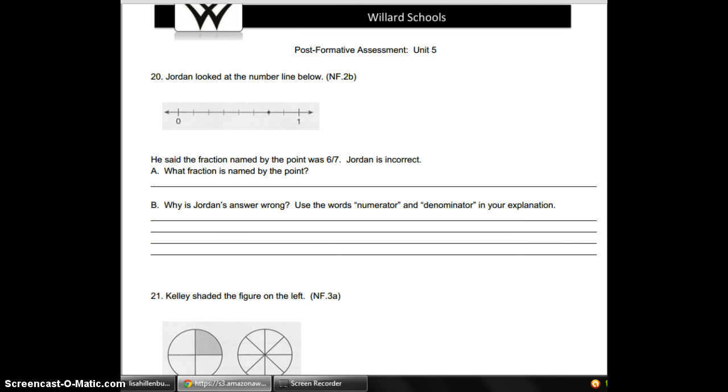Like in this situation on number 20 for section B, many of the students got the correct answer. They put that the dot on the number line was 6/8, but they didn't explain using the words numerator and denominator in their part B of their answer. So explaining that the denominator is the bottom number and it represents all the sections on the number line, the numerator is the top number, and it represents the exact point where the dot is.